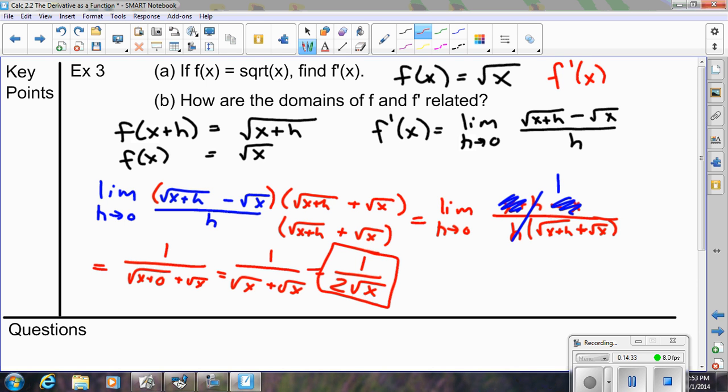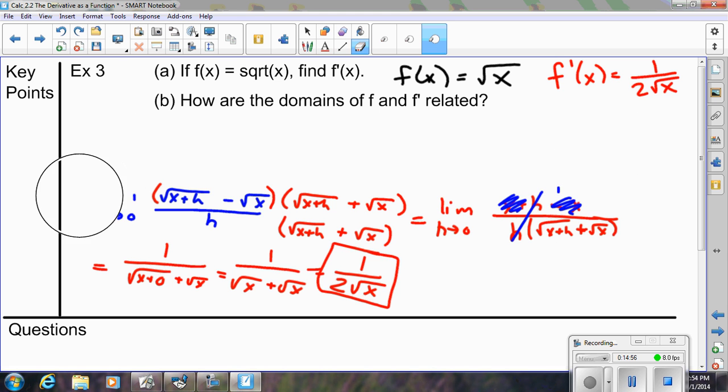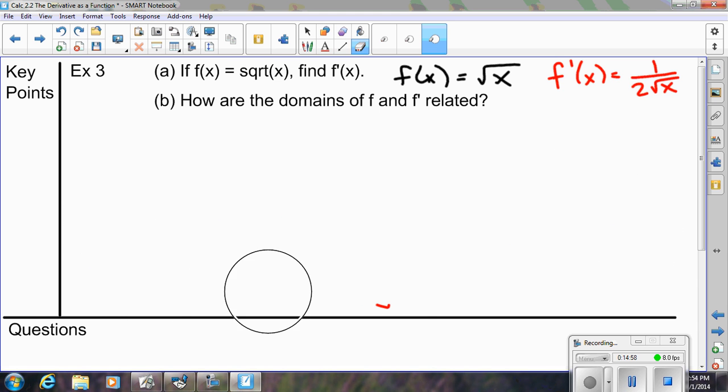If our function is the square root, then its derivative is 1 over 2 times the square root of x. How are these domains related? Well, if we start looking at just the domain of f, and to create some room, I'm going to erase some of my work here. Well, all my work, I guess.